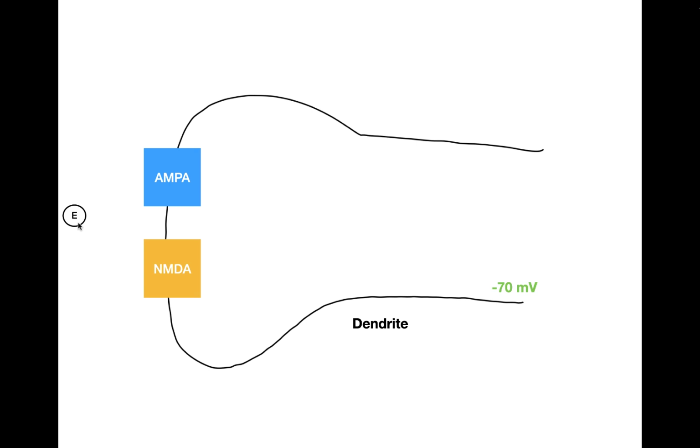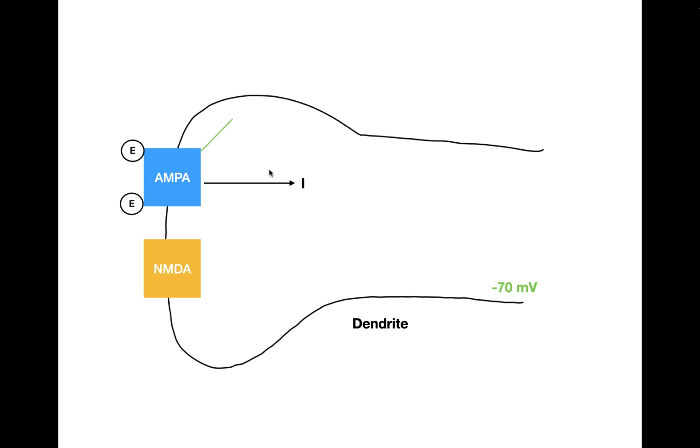So remember that when glutamate binds to these receptors, it will cause the receptor to open and it will allow current to flow into the cell. And when it flows into the cell, it depolarizes the cell. So we see here that the glutamate bound to the AMPA receptor, allowing current to flow into the cell.